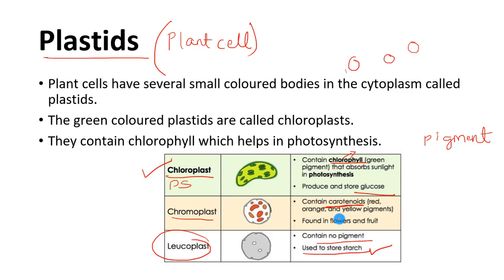Like we store extra grains in our house in a storehouse, in our body, extra energy is stored in our liver and muscle cells. In the same way, the extra food which is produced by the plant is stored in leucoplast. Okay, so there may be a cross question in your paper: which organelle in the cell contains or stores starch? You can say it is a leucoplast. It is a type of plastid present only in plant cells. Am I clear?